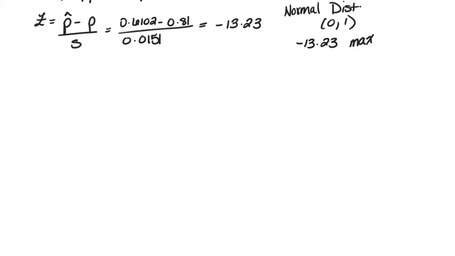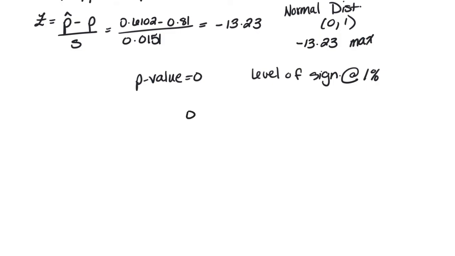And again, that proportion is called our p-value. So our p-value is equal to 0, and if you remember, we were doing a level of significance at 1%. So my p-value is 0, and 0 is absolutely less than 0.01, turning that 1% into a decimal. And since my p-value is less than my level of significance, this is enough to absolutely reject the null hypothesis.